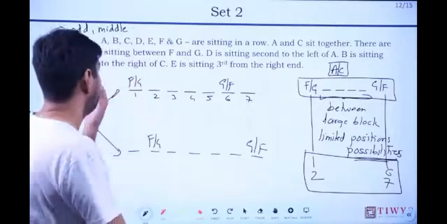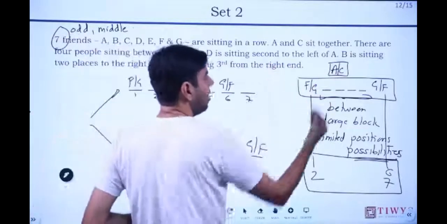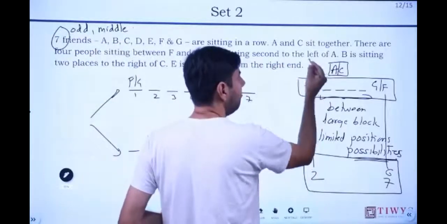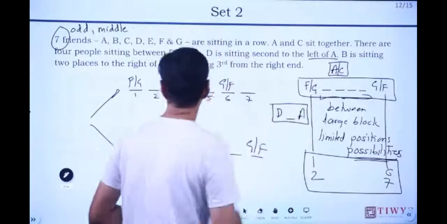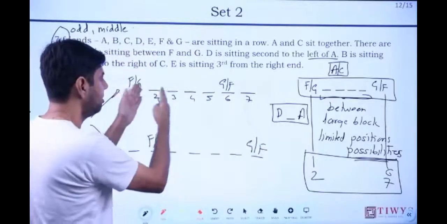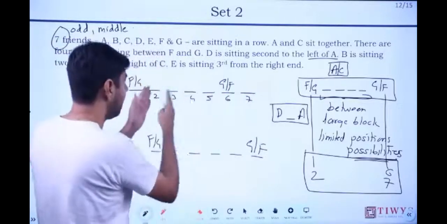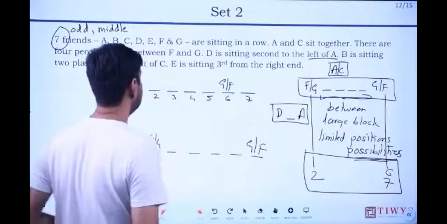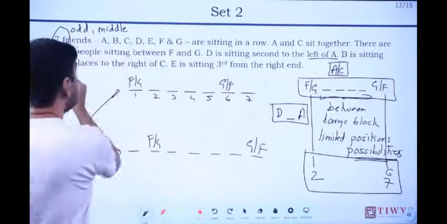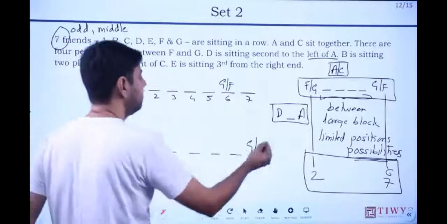Okay, anyways. B is sitting second to the left of A, another block, left of A, 1, 2, a block of 3. They could go anywhere. There are a lot of positions here. Look how quickly I start thinking, where are the positions? Oh, they can even be here with just one being in between anyways. B is sitting 2 places to the right of C.